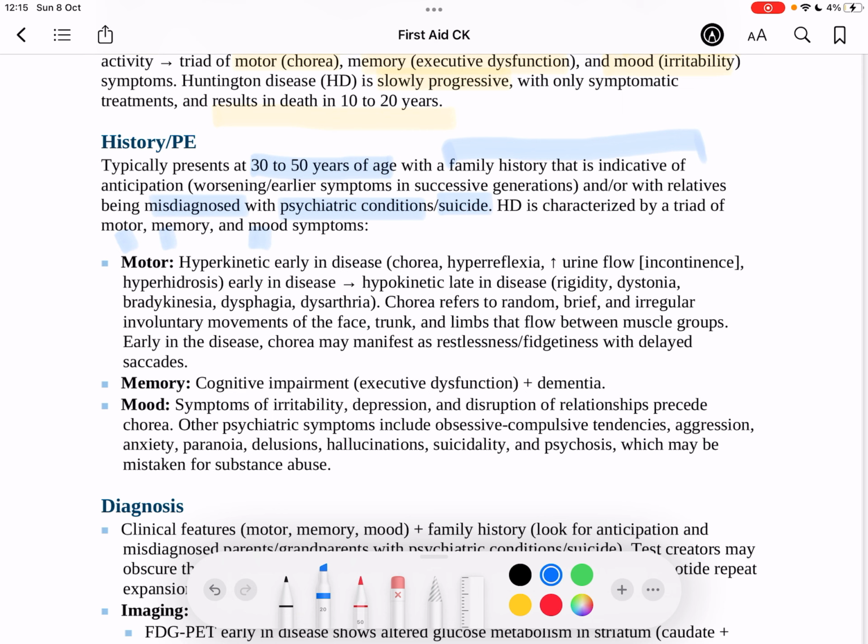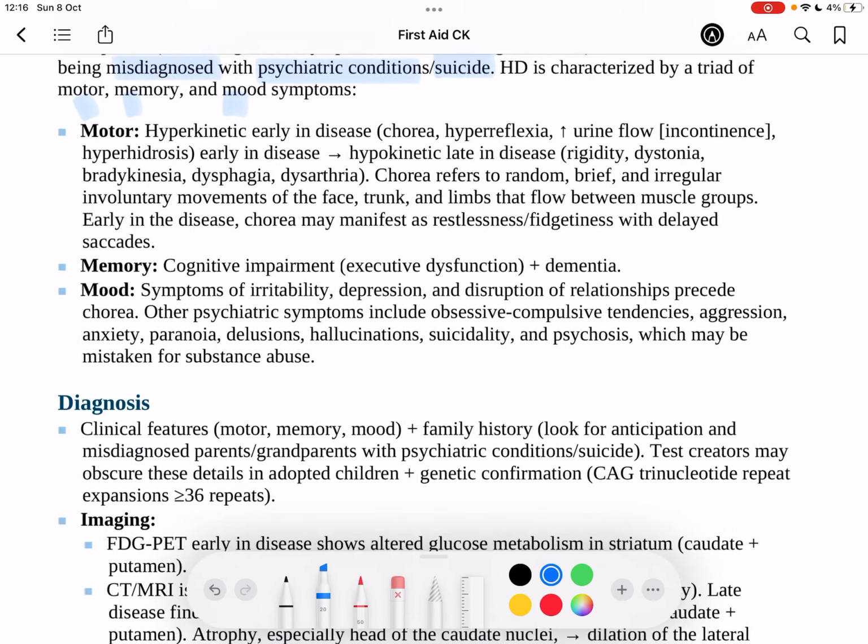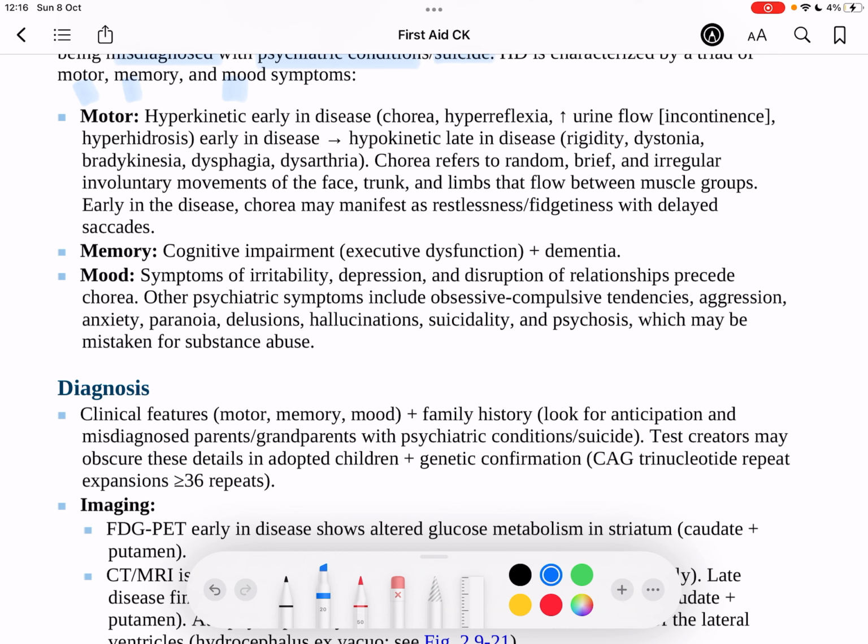Also, just to note in questions, this whole idea of anticipation. A patient usually needs a certain number of CAG repeats in the Huntington protein. So maybe a family member did not have enough repeats to cause a full penetrance of the disease, but then this case that you're looking at has enough repeats to cause the disease. So just bear that in mind, you actually need a certain number of repeats to cause the disease. So let's have a closer dive into the motor, memory, and mood symptoms.